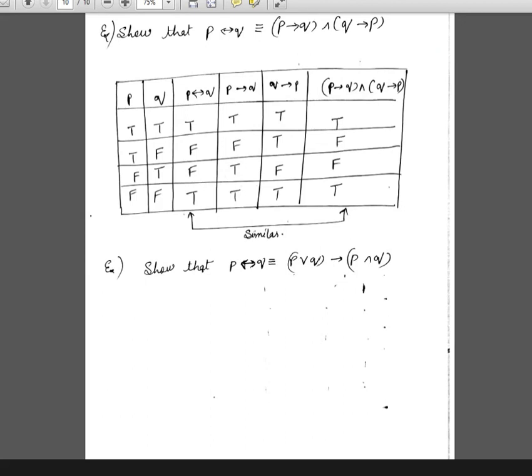So how many students are here? I have to download the attendance sheet. 36, means 35 are there.